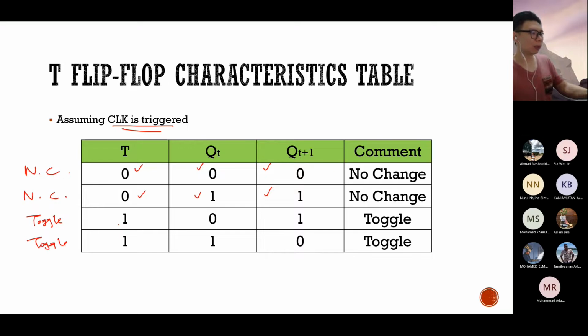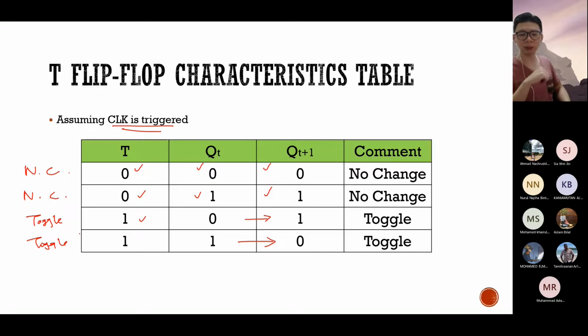Okay, both of these rows are in toggle mode. So if your existing output is 0, it's going to toggle into a 1. If your existing output is 1, it's going to toggle to 0. So that is the difference. All right, so that will be the end of our flip-flops.